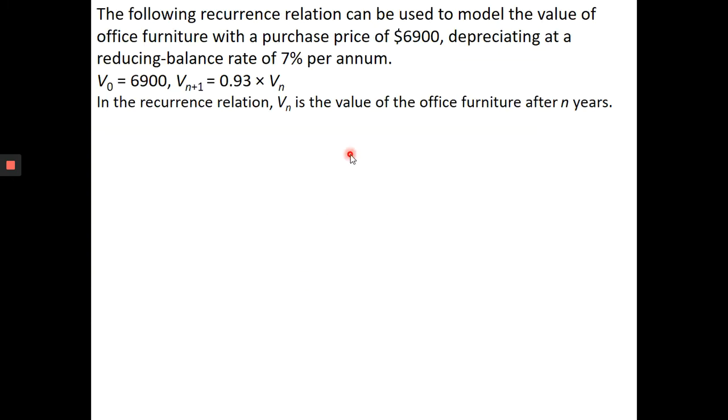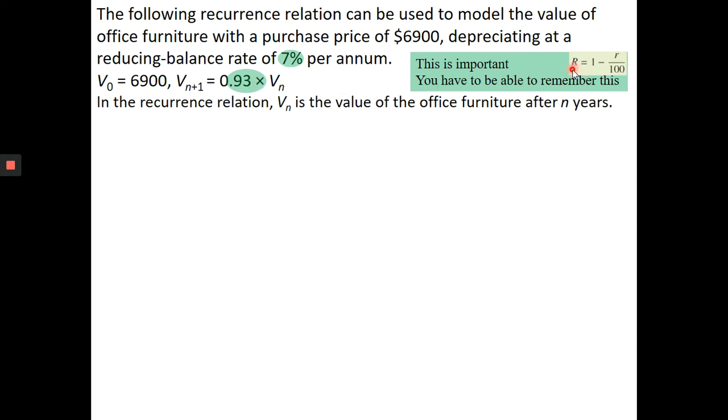So here's an example. Office furniture starts off at 6,900, reduces by 9% per annum. V0 is 6,900, easy to work out that, but where do we get 0.93 from? This is important. You have to remember how to do this. You have to be able to do this.